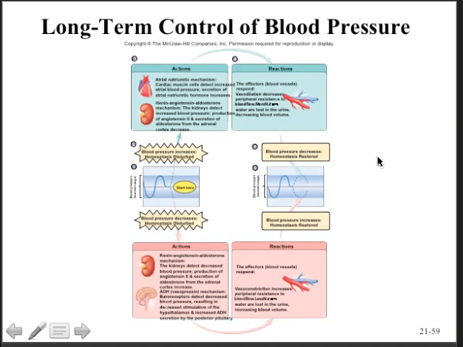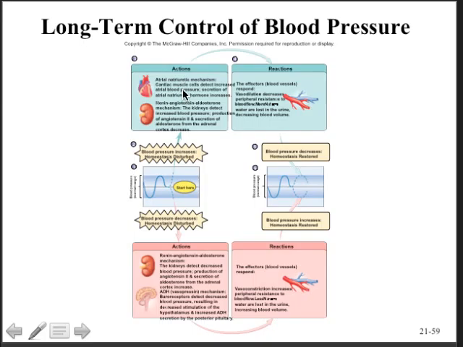And what you're looking at here is simply, again, an overview of what you just saw. Okay, you can see here the long-term control of blood pressure. Again, here we'll start with blood pressure increasing. So what we have to do is try and bring it down.